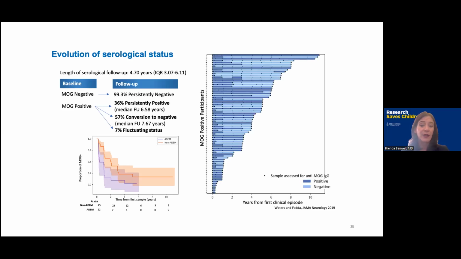Now this graph, every horizontal line is a different child. When they're dark blue, they're MOG positive. When they're light blue, they're MOG negative. And all the little dots are the times that they had their blood measured in the study.